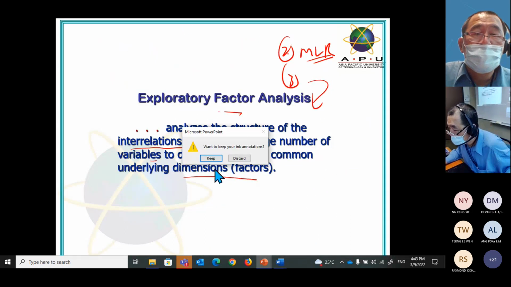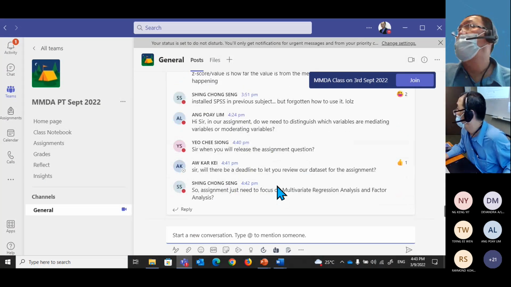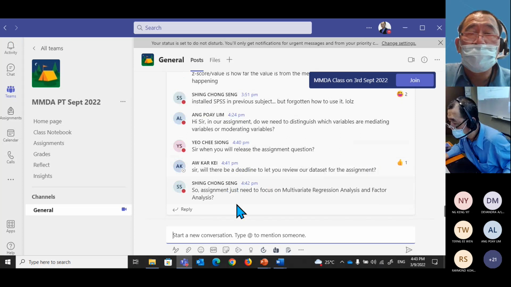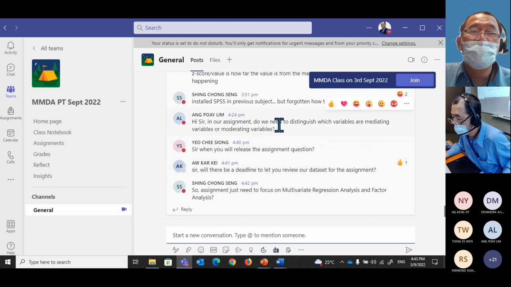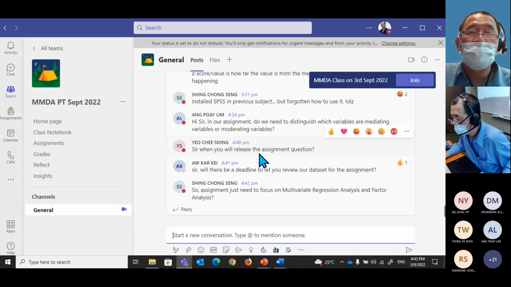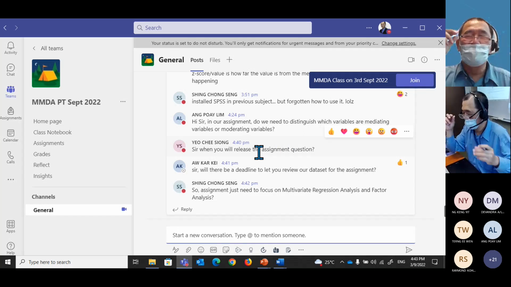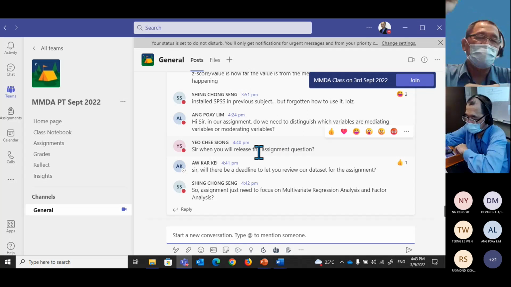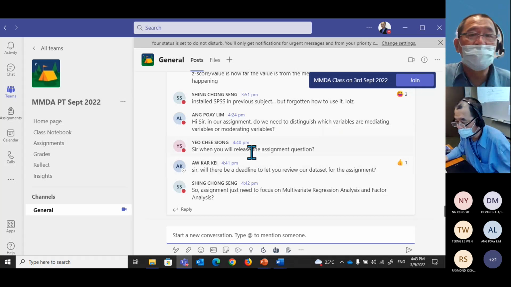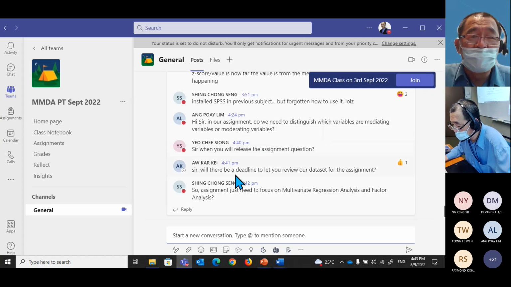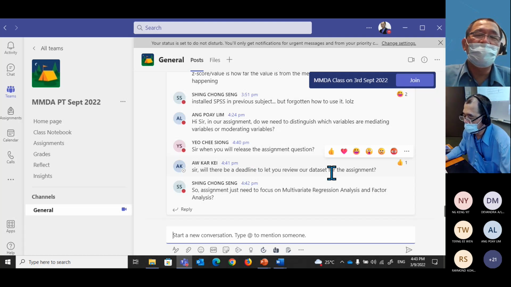This is also important, because we will do this in the assignment. Wayne, you want the assignment? Good question. Next week I'll give you the assignment. Monday I will put the assignment on Moodle. Deadline? Actually no deadline, but as soon as possible.